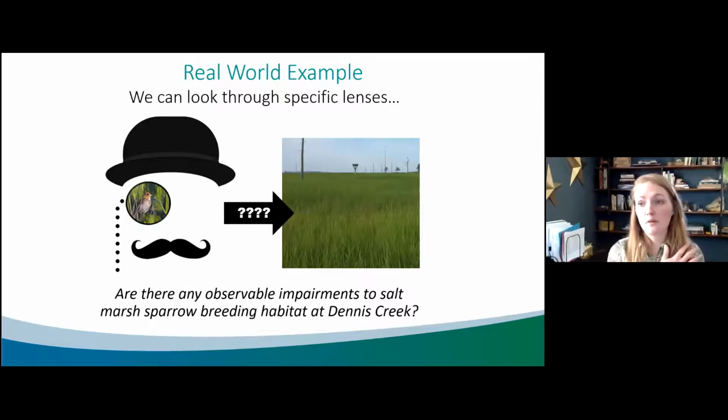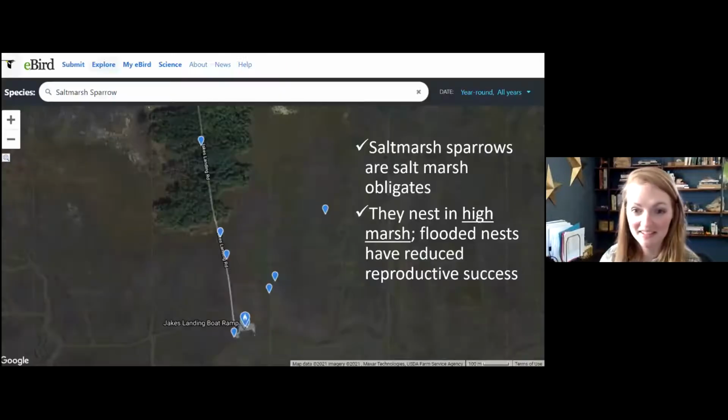All right, so for a real world example, we're going to look through different lenses, but in this case, we're going to look through the lens of a salt marsh sparrow. And what we're going to ask is, are there any observable impairments to salt marsh sparrow breeding habitat at Dennis Creek? I chose Dennis Creek because it's one of my favorite salt marsh sites.